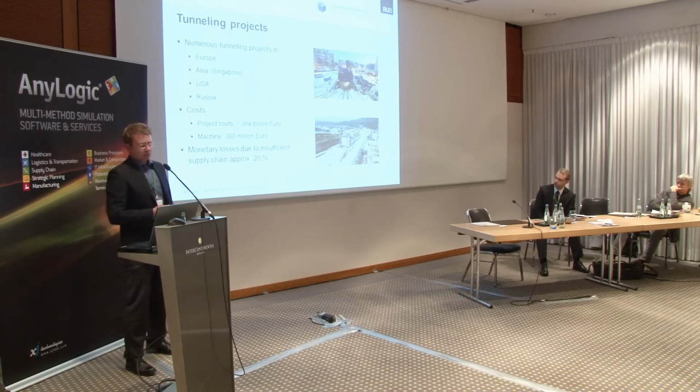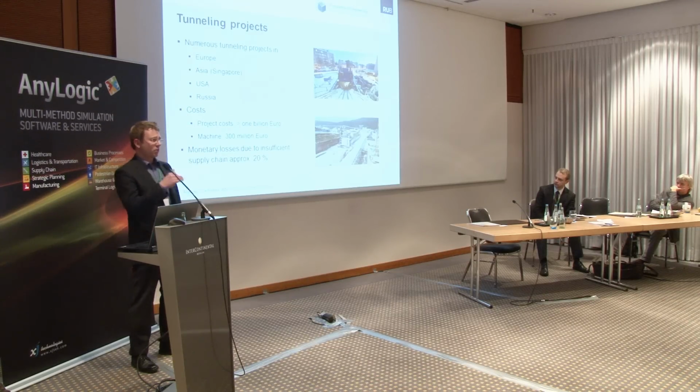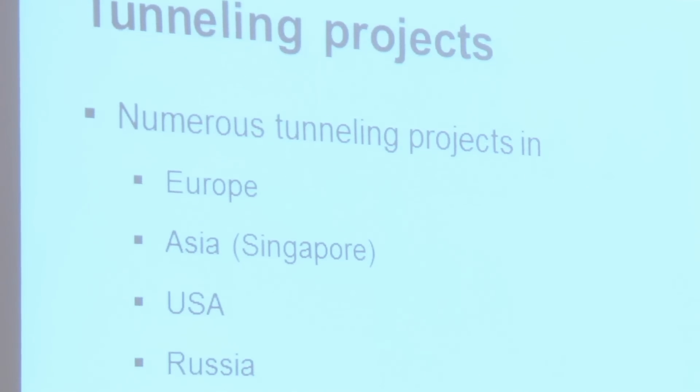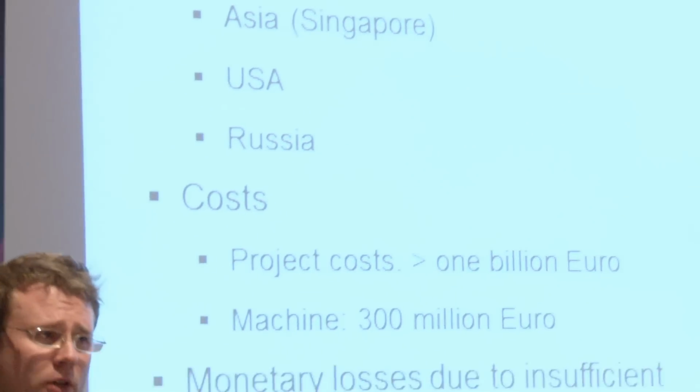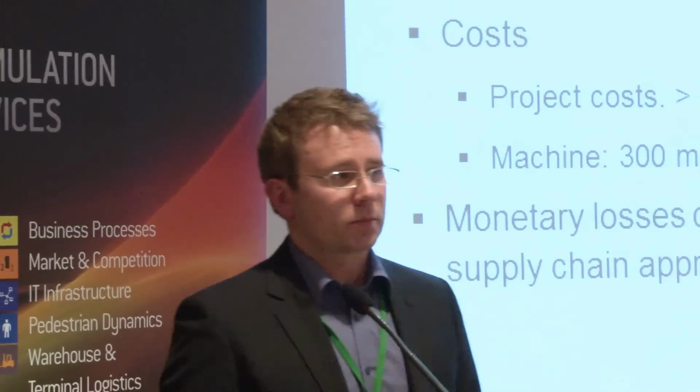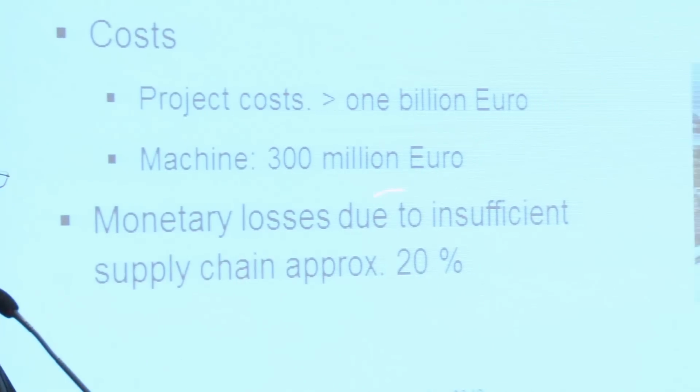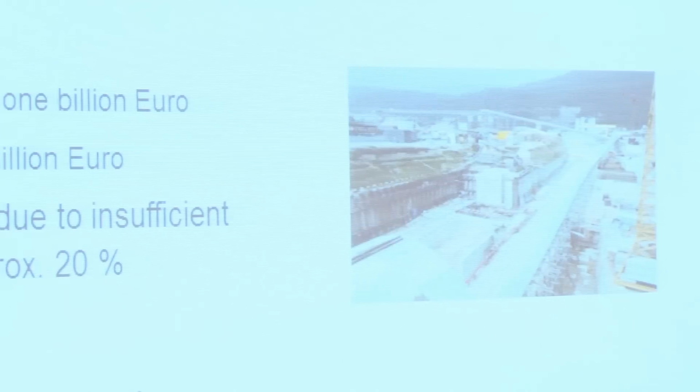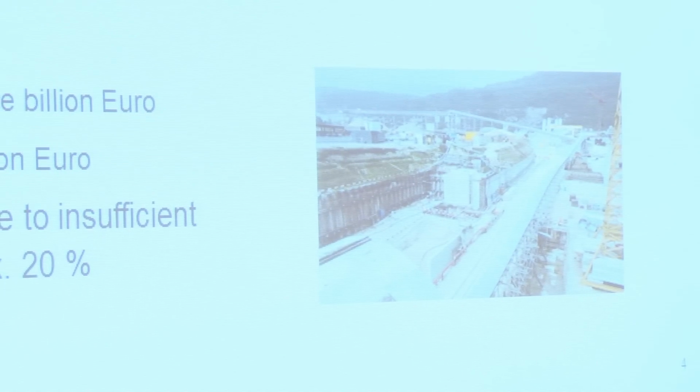Monetary losses due to insufficient supply chain range around 20%. And imagine the machine has to wait for, say, an hour. The cost for 1 hour when the machine stops because there's material missing is from 2,000 to 5,000 euros. So when the machine is standing for more than 1 day, you reach 100,000 euros of losses just because there's no material on the job site. We are hoping that if we can cut 5% there, this is impressive.